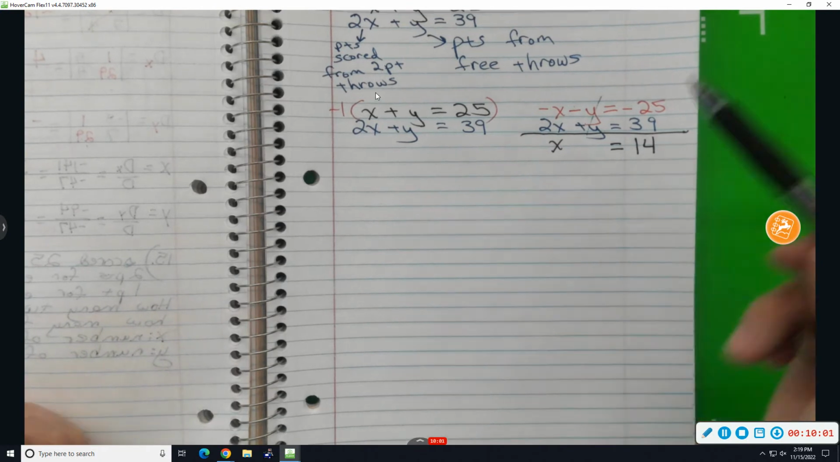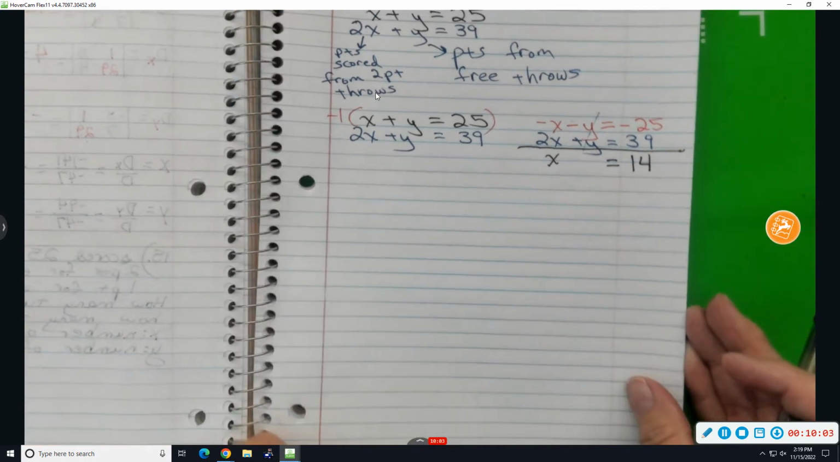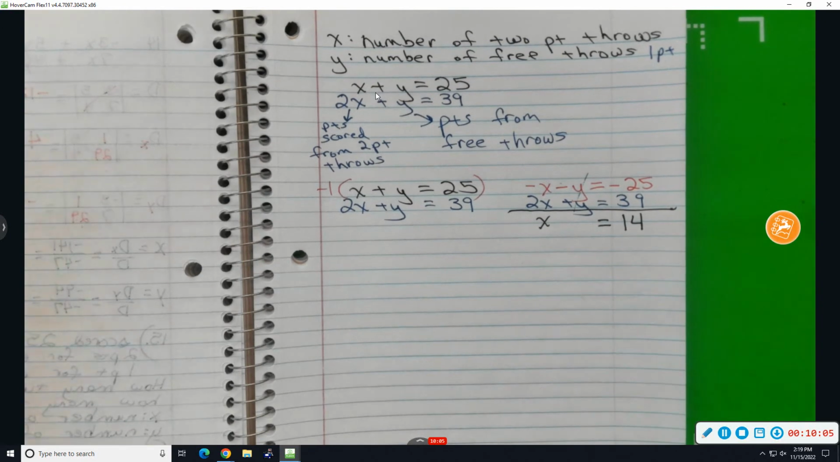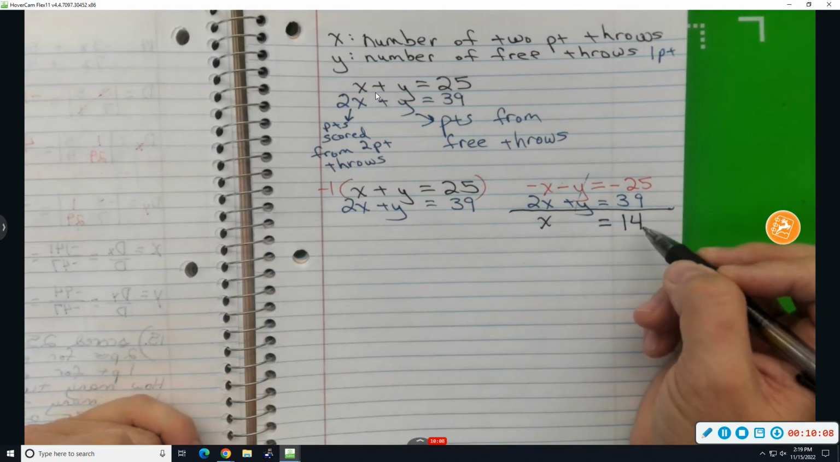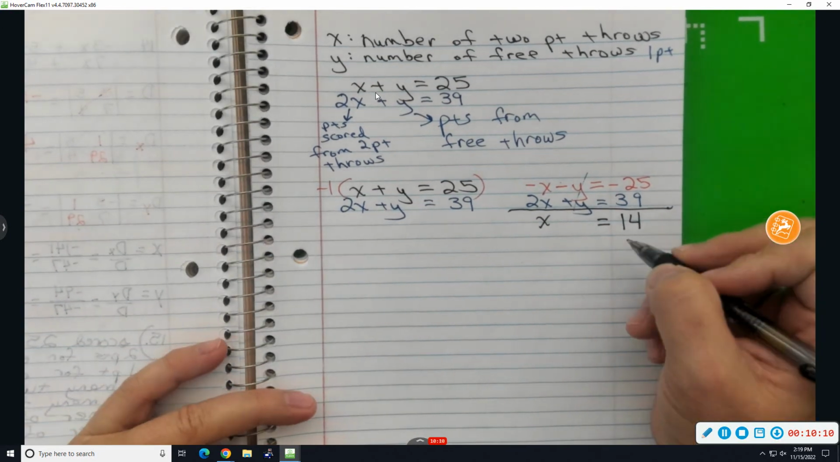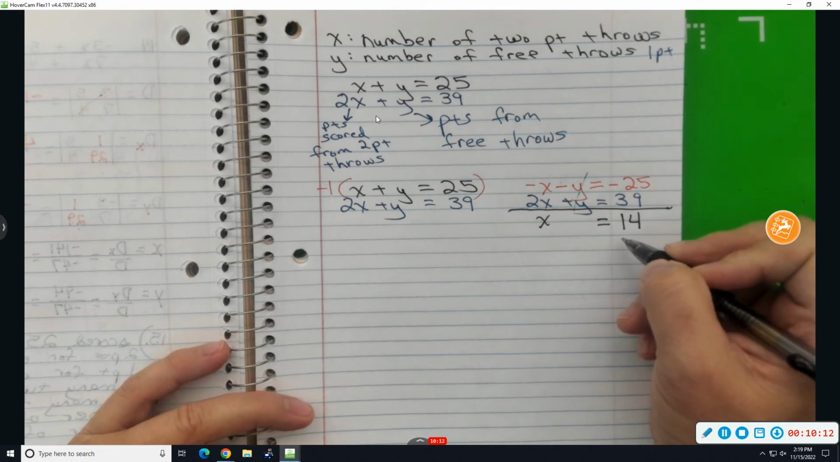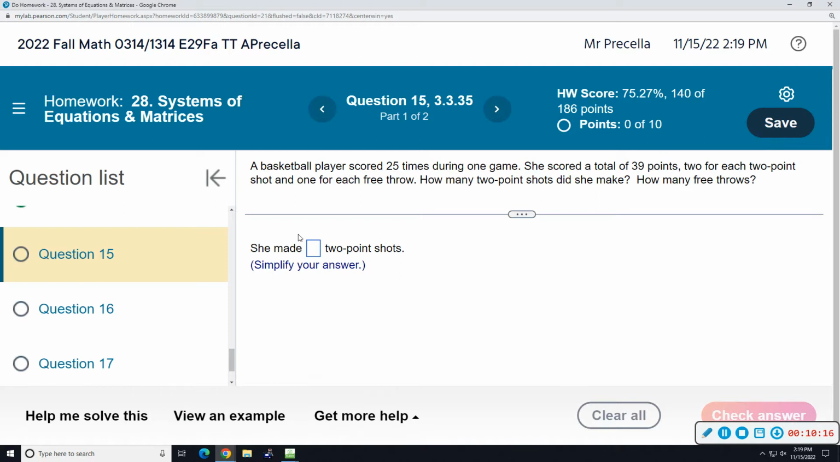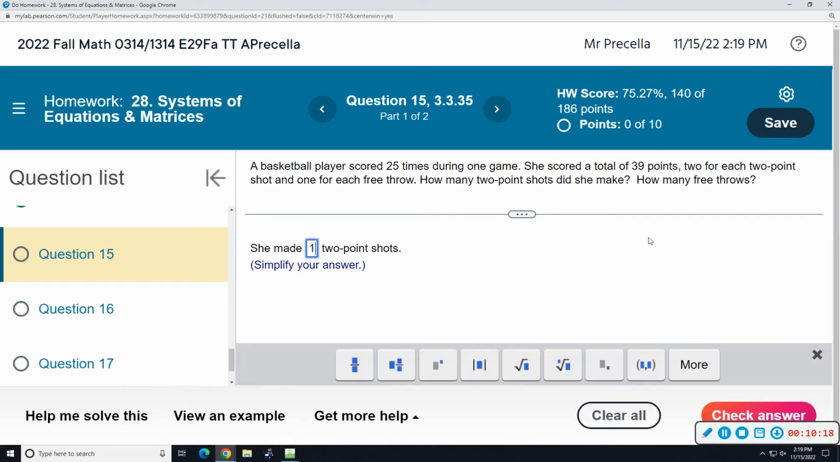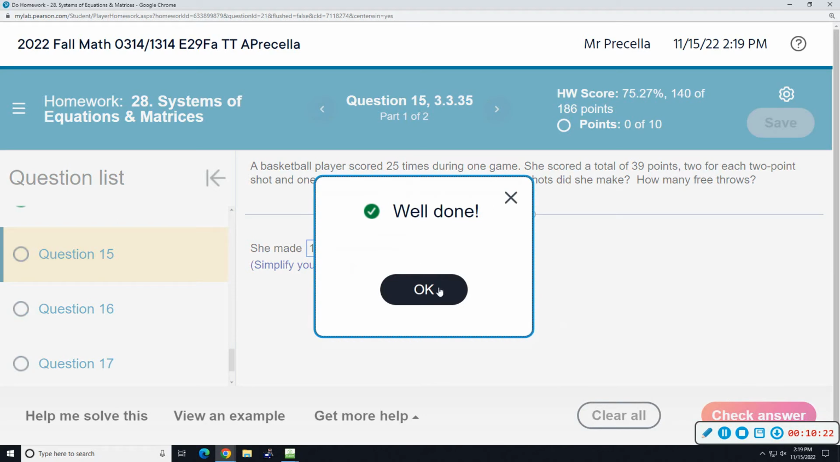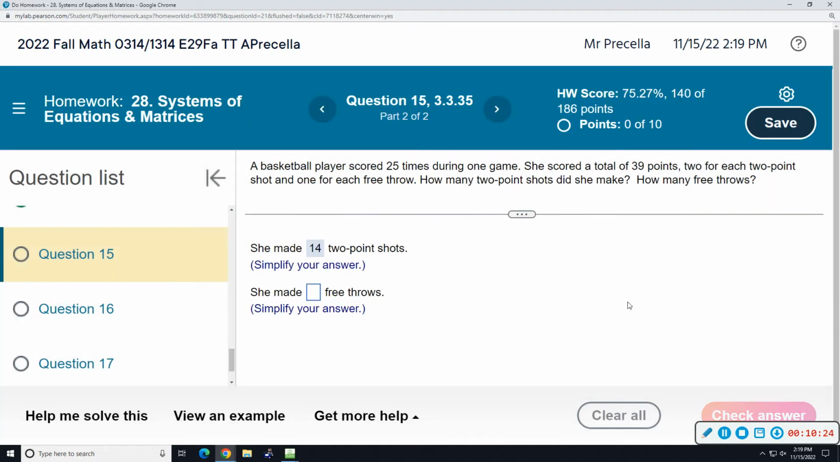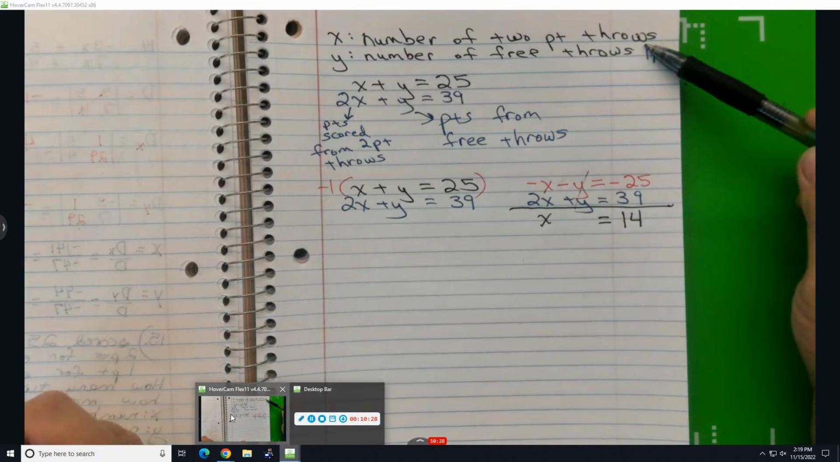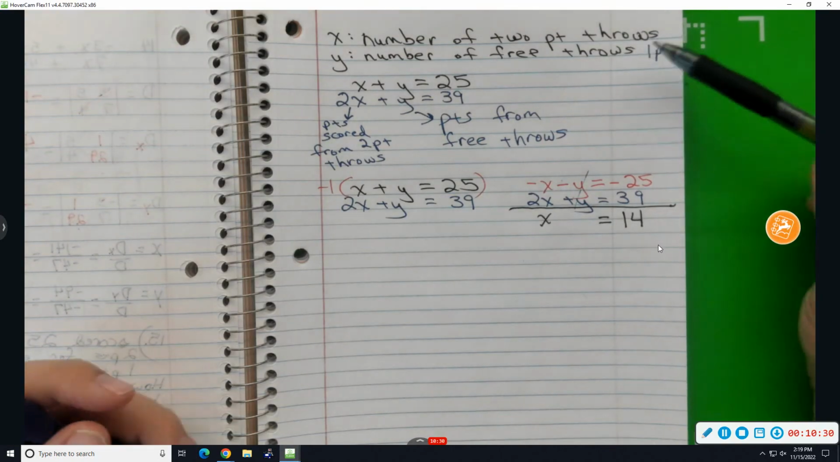The 2-point throws. So she scored 14 2-point throws. That's the first question. Okay. She made 14 2-point throws. Well, how many free throws did she make? How can we figure that out?